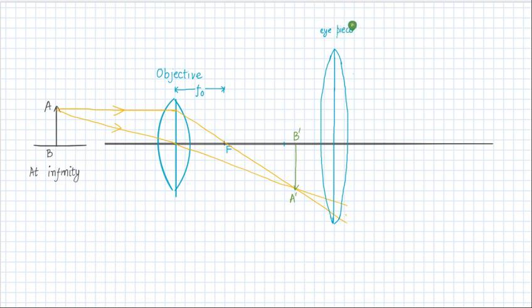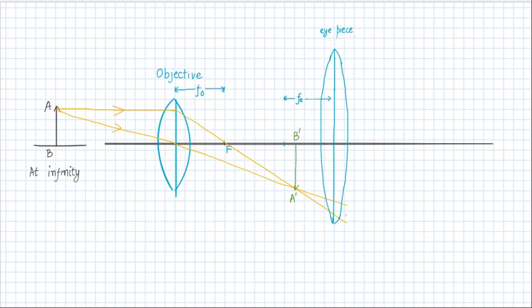Fine, this is your eyepiece. If this is the secondary focus, then this distance will be known as the focal length for the eyepiece, which is represented by f suffix e. Fine, this is the focal length of the eyepiece. Okay, now this image A dash B dash will act as a virtual object for your eyepiece.